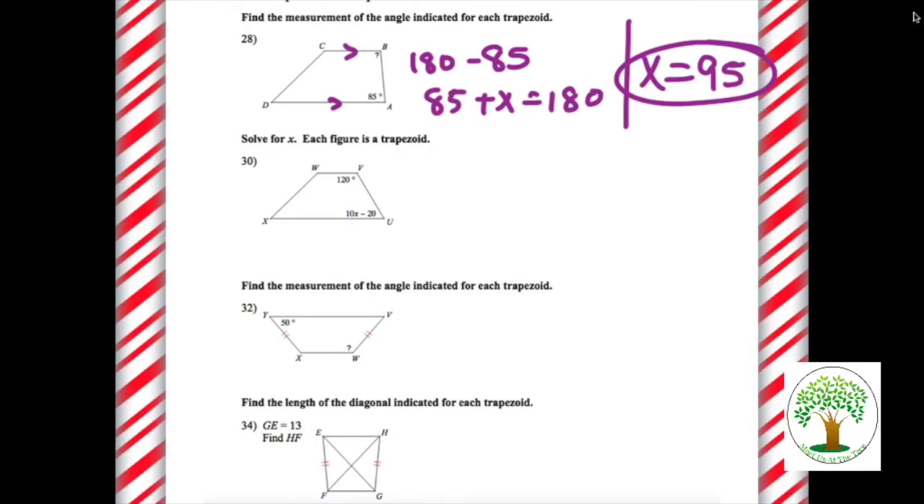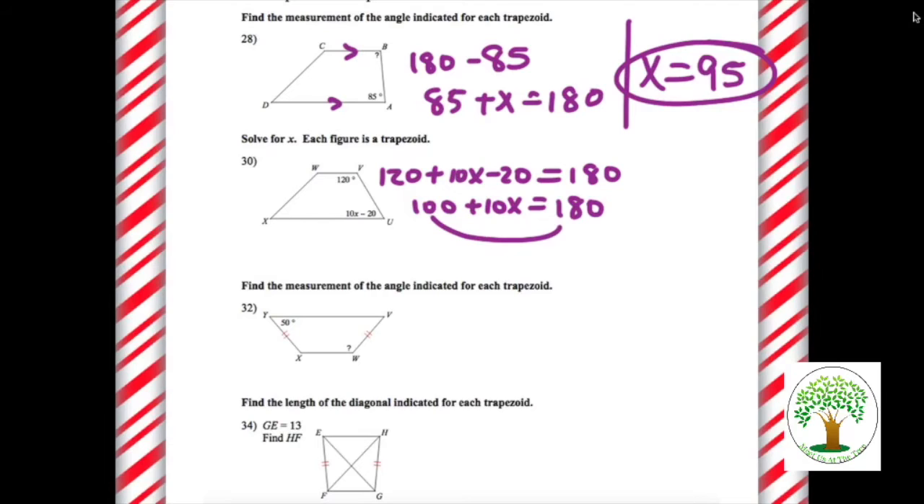Next one down. Try not to do 29 right now. Let's just concentrate on this. Now, with this one, we're going to have to set up an equation, the way you have learned it. We're going to have to do 120 plus 10x minus 20 equals 180. I'm going to move the 100 over. So I'll have 10x equaling 80.